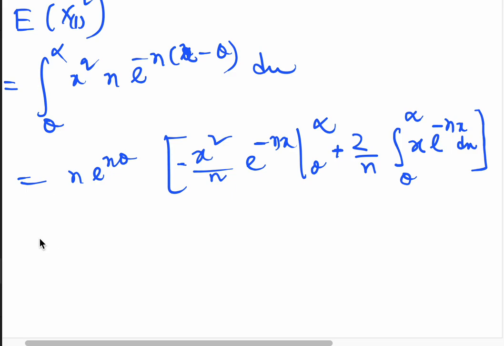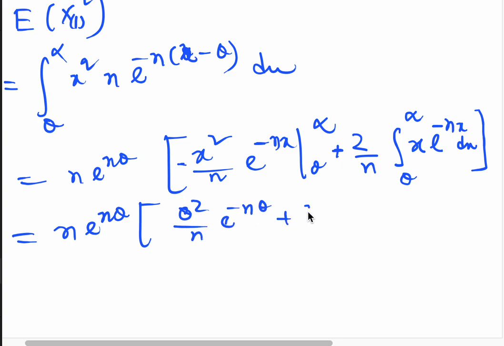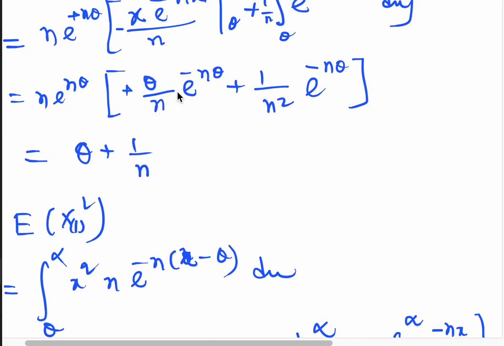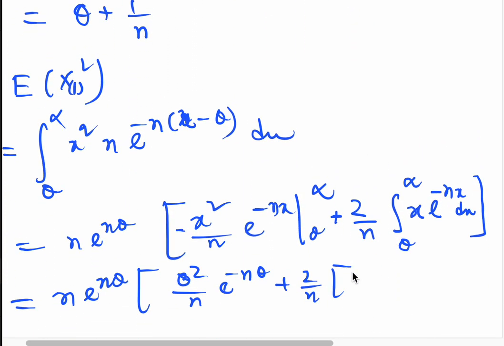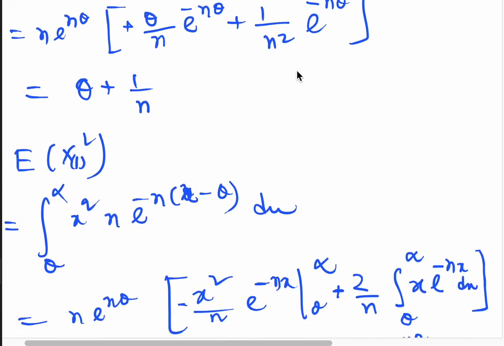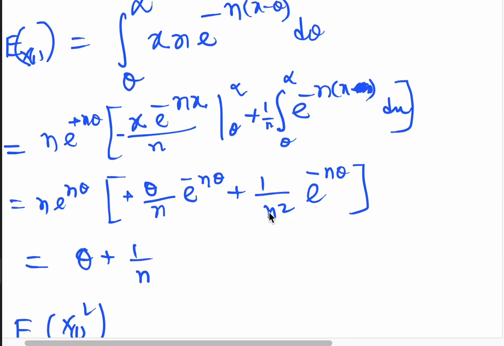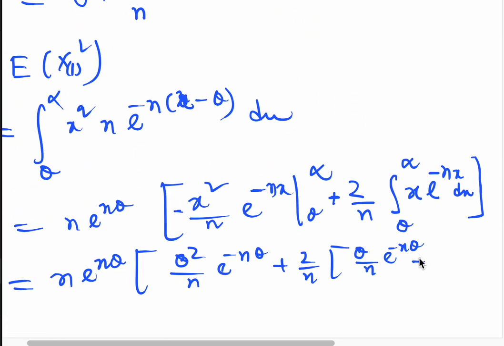If I put infinity it will become 0. If I put theta it will become theta square by n e to the power minus n theta, plus 2 by n times what I have already computed in this integration, which is theta by n e to the power minus n theta, and plus 1 by n square e to the power minus n theta.